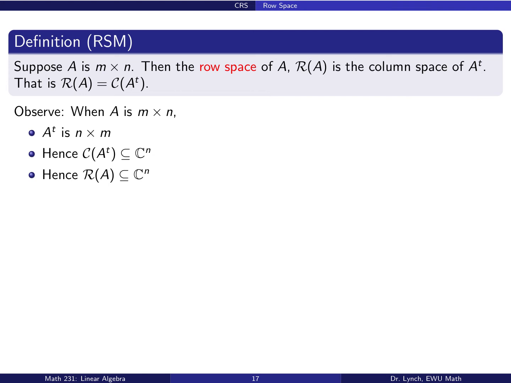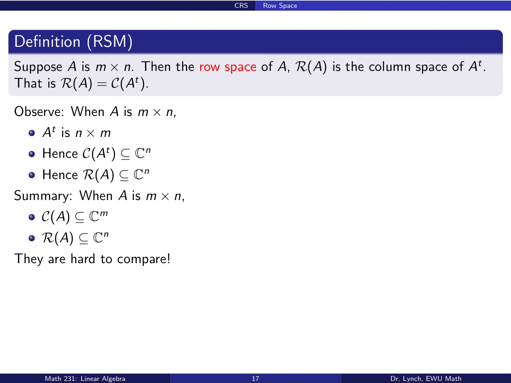I'll point out that when A is m by n, of course the transpose is n by m. So we see that the column space of the transpose is in Cn, so the row space is too. Just to summarize here, the column space of a matrix is a subset of Cm, and the row space of a matrix is a subset of Cn. These are hard to compare, but as we'll see soon, they actually have some interesting common characteristics.